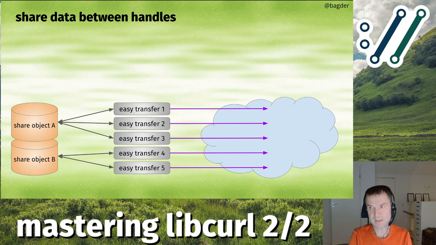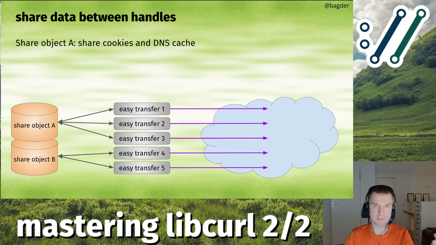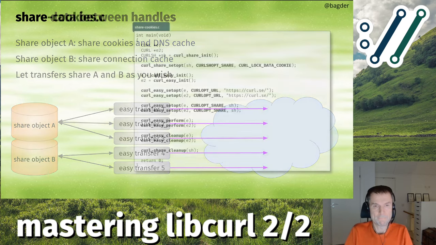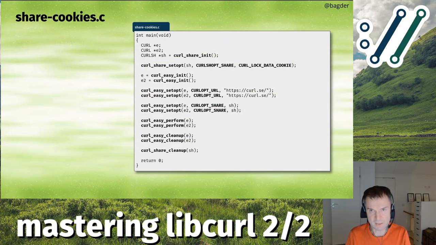And the data that they don't share in the share object, the easy transfers will use privately, right? So, for example, if share object A shares cookies, all those three top transfers will share cookies with each other. But if they only share cookies, they will not share the DNS cache. Or vice versa, and yeah, you get it. So in this case, I had an example: the first shares cookies and DNS cache, and the second shares the connection cache. So that's how it works.